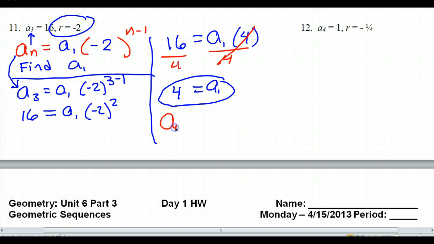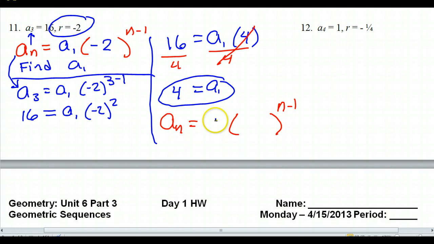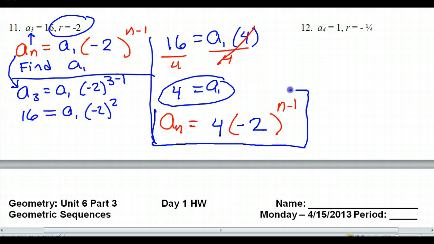So here's the rule. Alright, I told you it's always in this format. And the two things that I needed were the first term, which goes here, and the R value, the common ratio, which goes here. So this would be the rule.